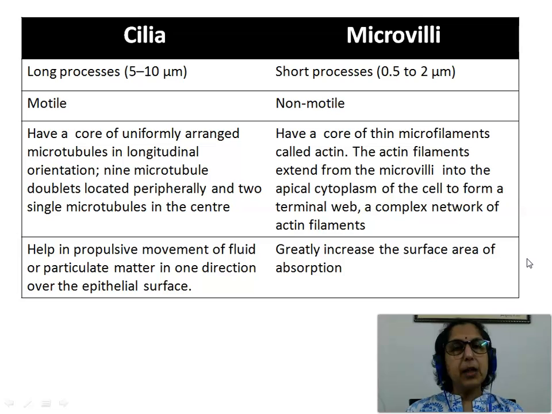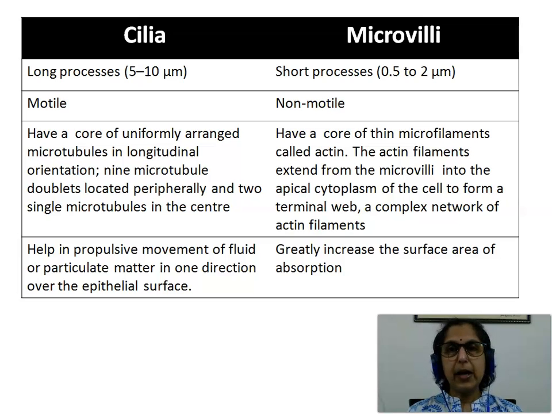We now see differences between cilia and microvilli. Cilia are long processes measuring between 5 to 10 micrometer, while microvilli are short processes measuring 0.5 to 2 micrometer. Cilia are motile, while microvilli are non-motile. Cilia have a core of uniformly arranged microtubules in longitudinal orientation, 9 microtubule doublets located peripherally, and 2 single microtubules in the center.